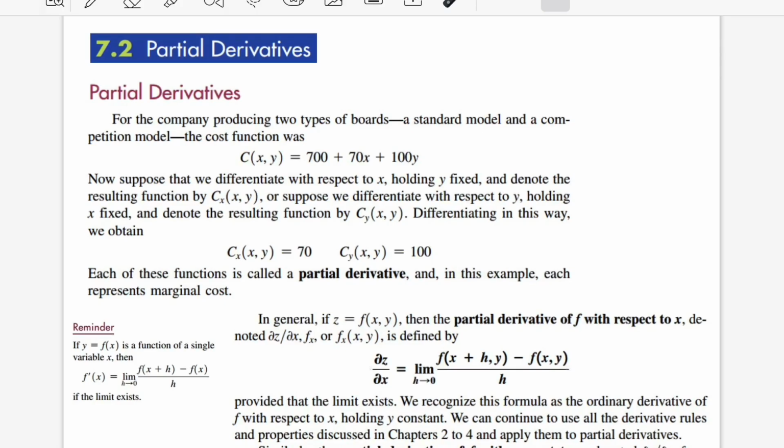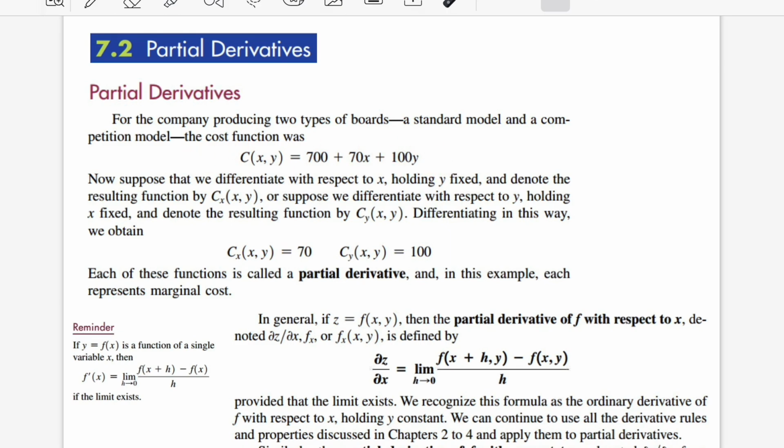In this video, we're going to go over section 7.2 from our textbook, which is on partial derivatives. So bringing it back to the example that we saw in section 7.1, for the company that produced two types of boards, a standard model and a competition model, the cost function was given by this guy here.